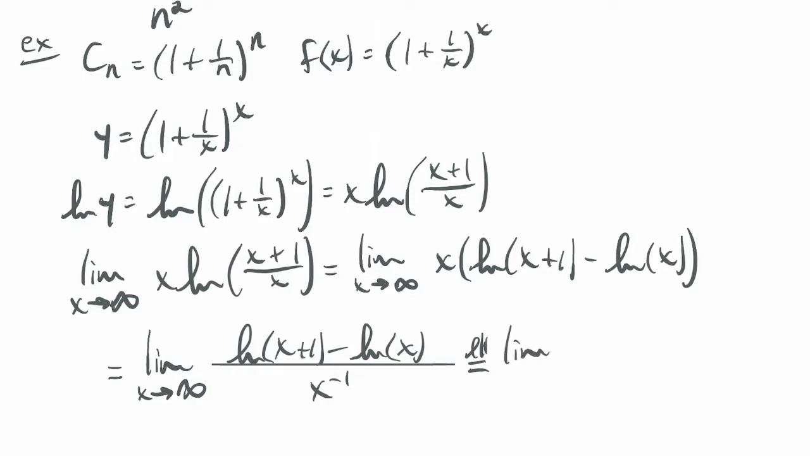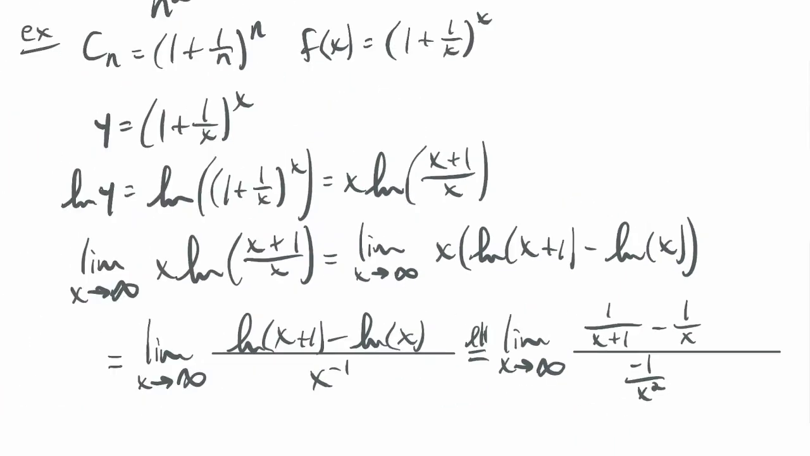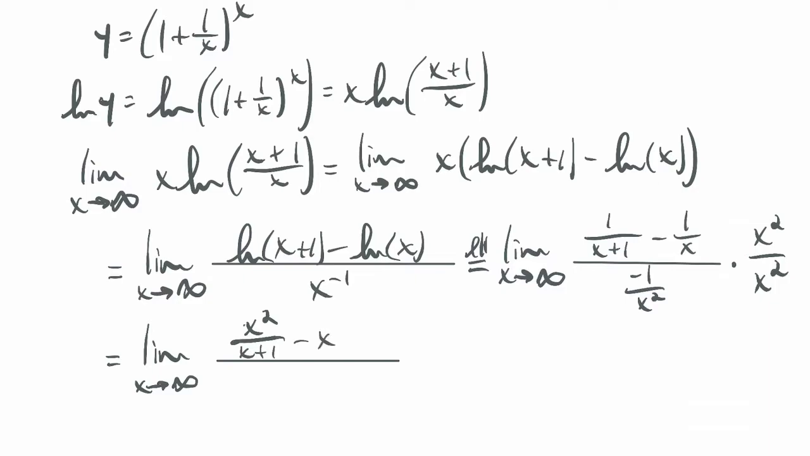the limit as x goes to infinity, and you're seeing now, I think, why I separated the two logarithms. 1 over x plus 1, I should zoom in there. 1 over x plus 1 minus 1 over x, all over negative 1 over x squared. Right? So let's multiply by x squared on top and bottom there. That might help. We might have to backtrack. Anyway, on top we have x squared over x plus 1 minus x, all over negative 1.